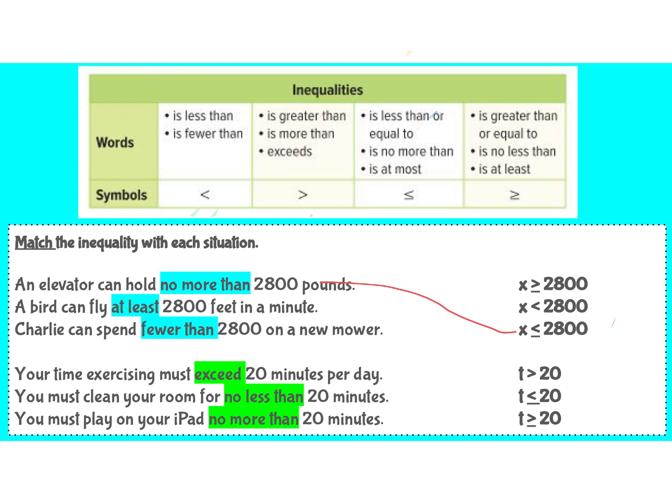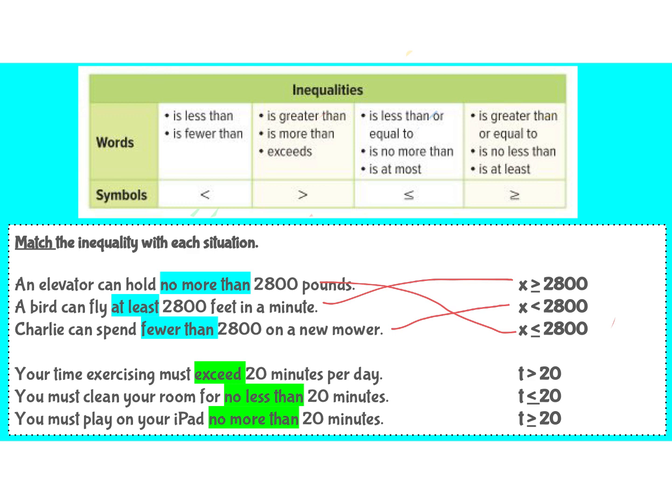The next one says a bird can fly at least 2,800 feet in a minute. If you reword that, you're saying the bird can fly 2,800 feet or more. So we're looking at the greater than or equal to symbol there. And then lastly, you can spend fewer than $2,800 on a new mower. Obviously fewer than means less than, it doesn't mean equal to, it just means less than.